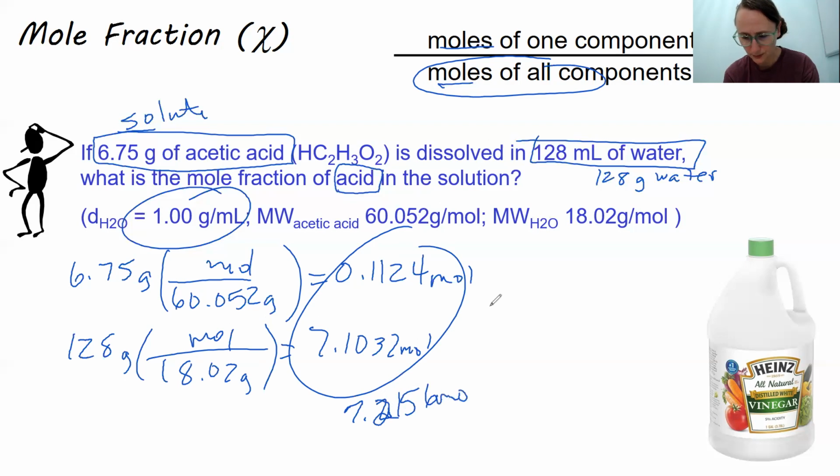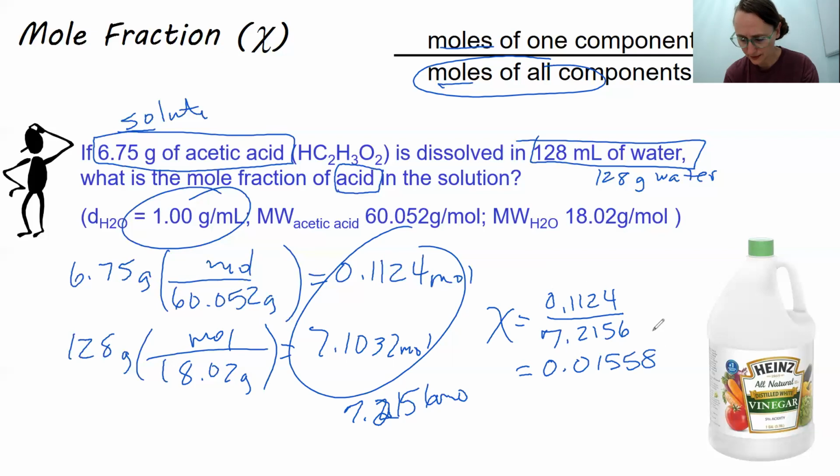moles. So the mole fraction is going to be the acetic acid moles, 0.1124 over the total of 7.2156. And when you do that calculation, you get 0.01558. And mole fraction does not have any units. Those units cancel, and it's just a fraction.